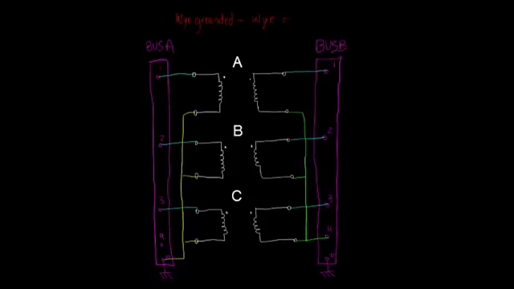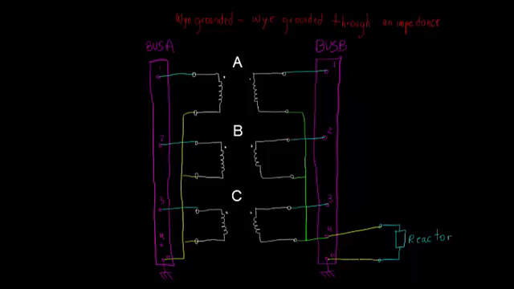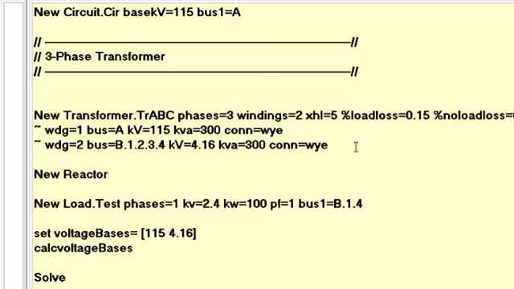It is also possible to use an impedance to ground the transformer. Suppose, for example, a three-phase transformer with its primary side in a Y-grounded connection and its secondary side in a Y-grounded through a reactor. In this case, all we have to do is to add a reactor between node 4 and ground in the secondary side. The reactor element can be used for this purpose. Let's set its name to ground. It is a single-phase element connected between node 4 of bus B and ground. And let's also set a hypothetical resistance and reactance of 10 ohms each.